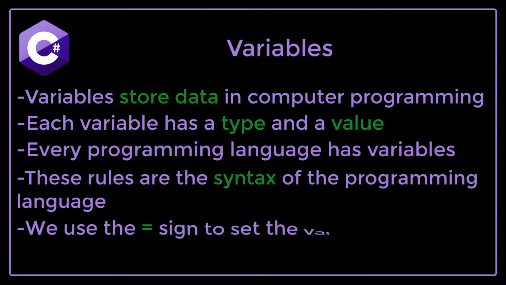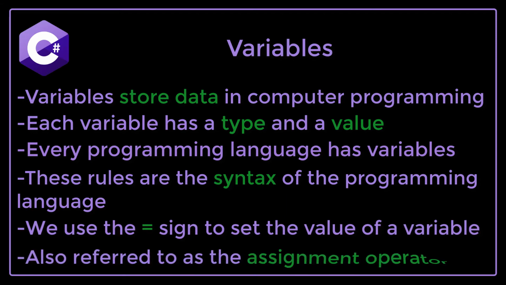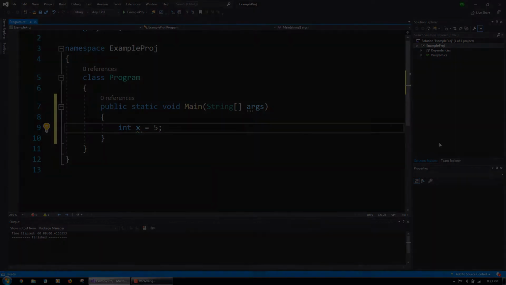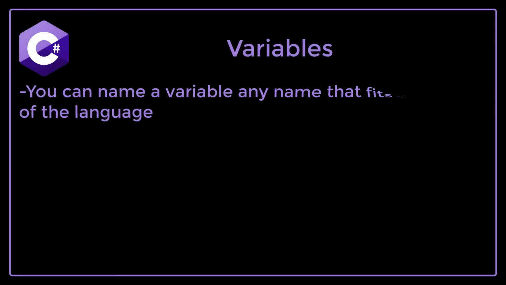To set the value of a variable, we can use the equal sign. In programming, the equal sign is also referred to as the assignment operator, since it is used to assign a value to a variable. Here's an example of assigning a variable in C#. In the above example, we created a variable of type integer, or int for short, and assigned it a value of 5. You can name a variable whatever you want, but each language has rules as to the type of characters you can use in the name.